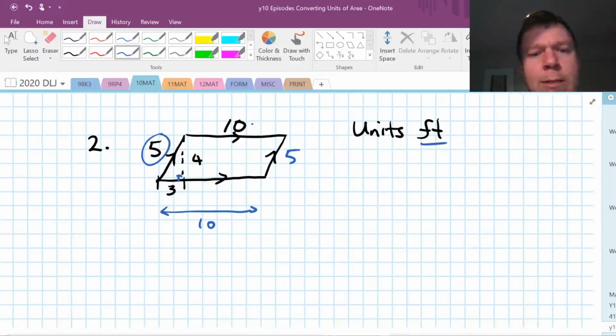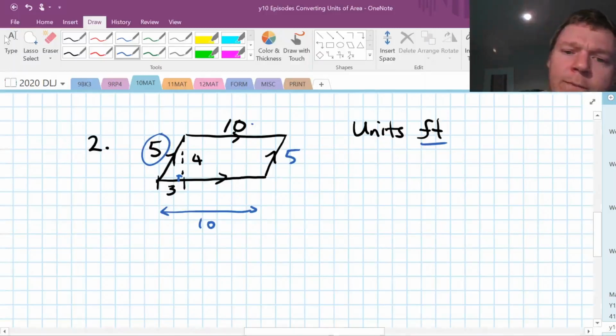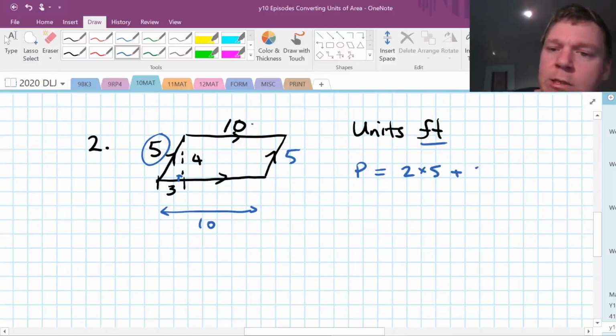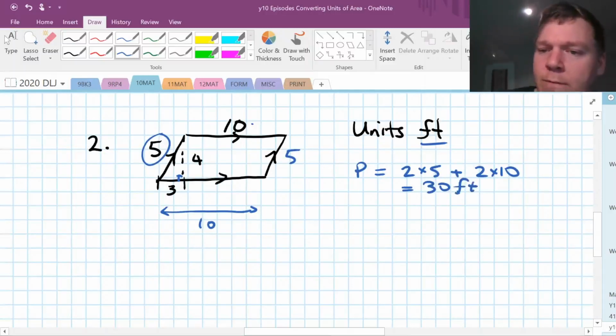All right. So the perimeter of our parallelogram is 5 and 5. 2 times 5 plus 2 times 10. It's going to be 10 plus 20, 30 feet all the way around the parallelogram.